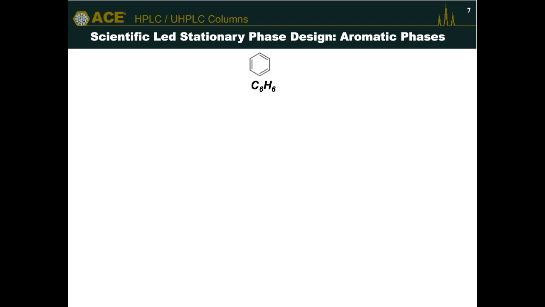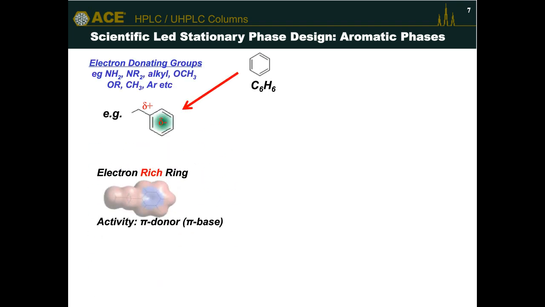Now, as I said earlier, the C18 chemistry is the most popular phase used all around the world, but what about other types of phases? So here we have an aromatic phase. We have a simple aromatic ring, and if we substitute onto this ring different types of chemistries, and here I have electron donating group examples, we have some amines, some alkyls, some alkoxy type groups and other types of aromatics and so on, we change the properties of that ring system.